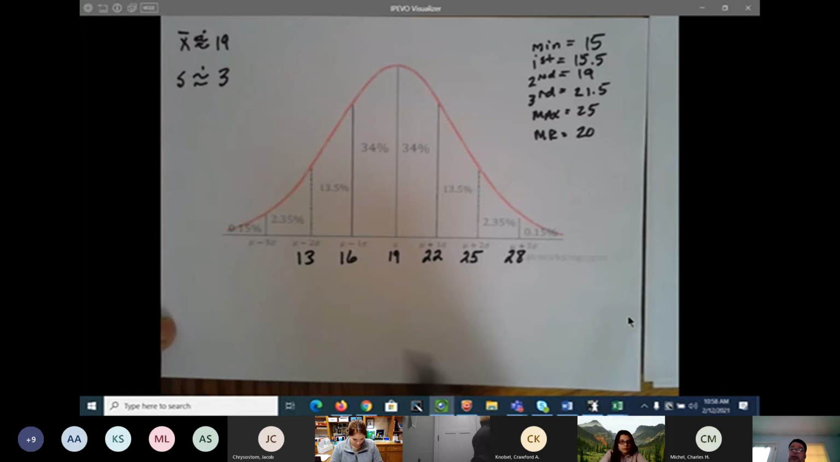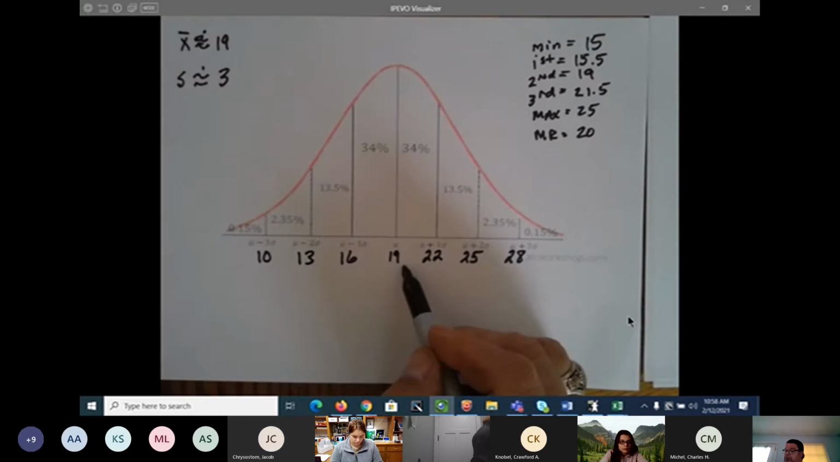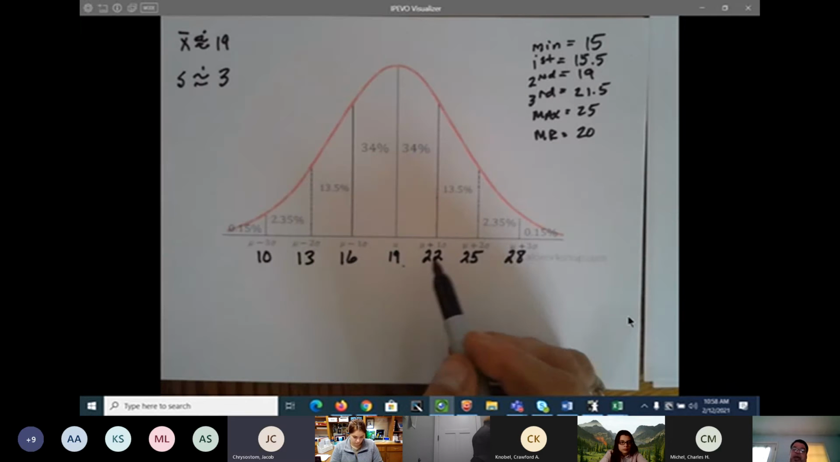Now, let me go ahead and reaffirm. You will use 19 point blah, blah, blah, and add 3 point blah, blah, blah. On a problem, that's what you would do. You would not round unless it tells you to round to the nearest whole. Okay? Okay, now we're doing the empirical rule.